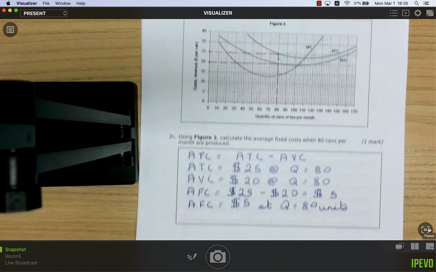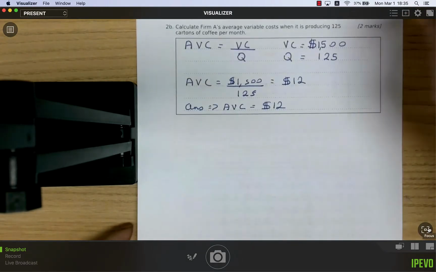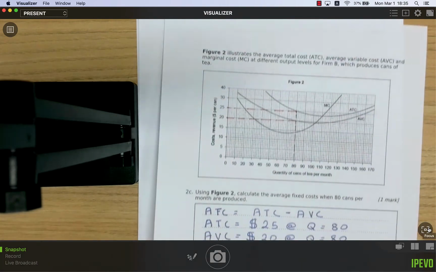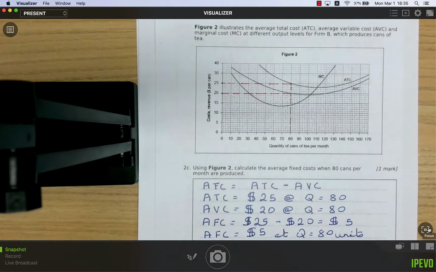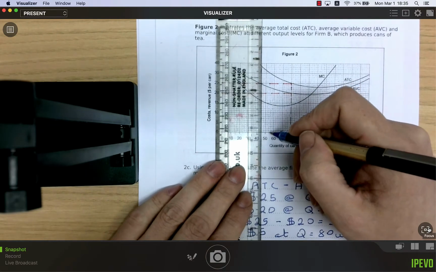Now, okay, on to question 2D. All right, so it says, oh sorry, that's not it at all. No, we're over here. Okay, so it says using figure 2, which I'll come back to in a second, calculate the total cost when 55 cans per month are produced. Right, well what we're saying is if we go up here from 55, and I shall do this maybe in a blue pen. If I go up here, and this is kind of ridiculous, but you'll see why they chose 55 in a second.